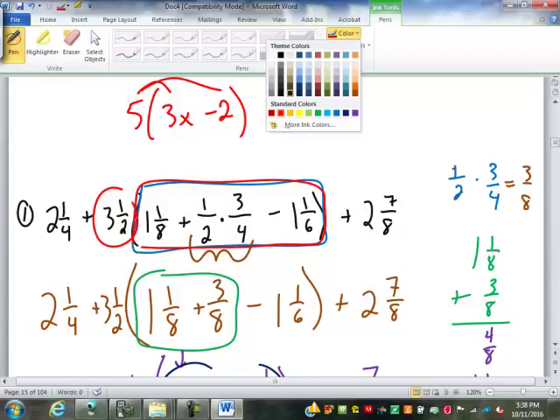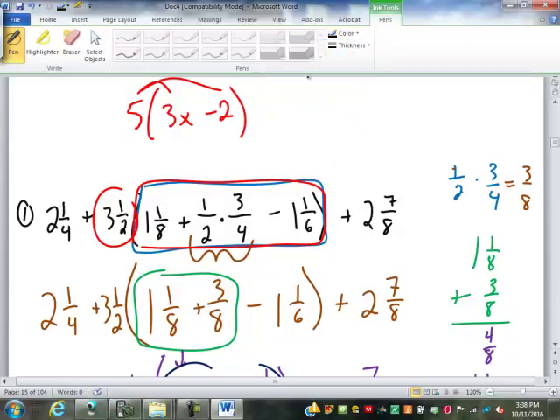Couldn't you just make everything an improper fraction and do it that way? Which would give the same answer. Yeah, you would get the same answer if you made everything an improper fraction, yes.